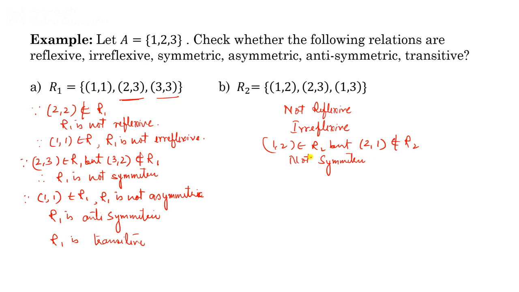It is not symmetric. Now asymmetric. Look at this, (1,2) is there, (2,1) is not there. (2,3) is there, (3,2) is not there. Similarly (1,3) is there, (3,1) is not there. It means for each x, y, if x is related to y, then y is not related to x. So it is asymmetric.